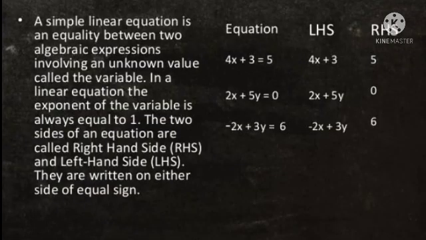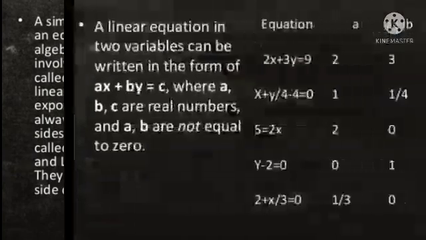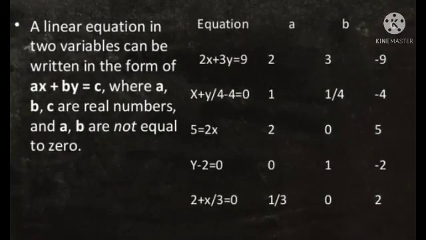A simple linear equation is an equality between two algebraic expressions involving an unknown value called the variable. In a linear equation, the exponent of the variable is always equal to 1. The two sides of an equation are called the right hand side and left hand side. They are written on either side of the equal sign. A linear equation in two variables can be written in the form ax + by = c, where a, b, c are real numbers and a, b are not equal to 0.